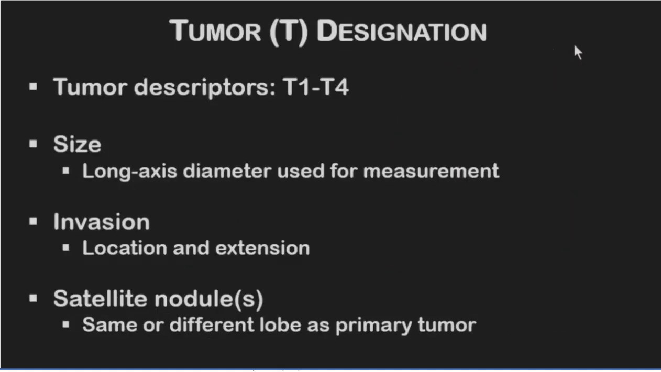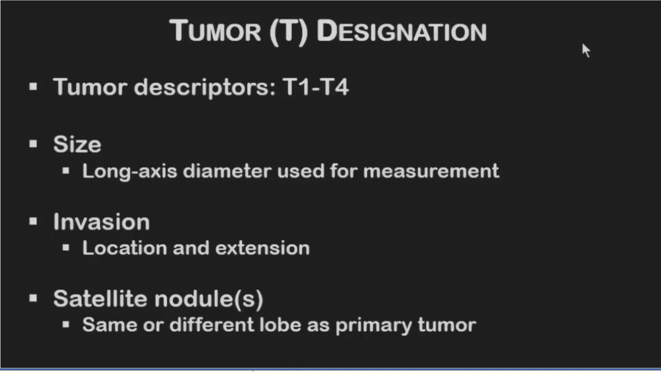So we'll start by talking about the tumor designation and some of the factors that we need to consider whenever we are talking about tumor staging. Some of the characteristics that we look at primarily include size, and we usually use the long axis diameter for measuring these tumors. Some of this will depend on what protocol you're using.